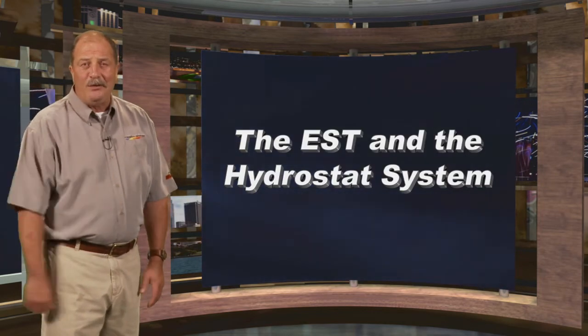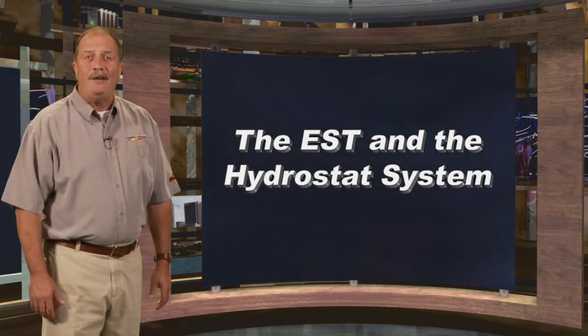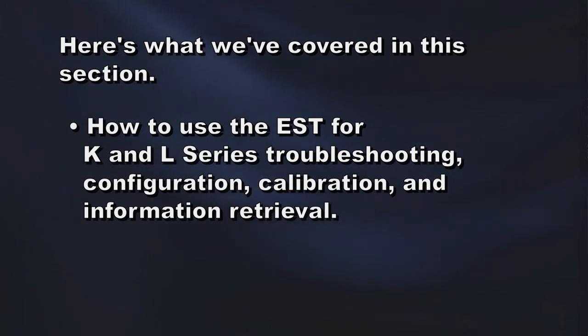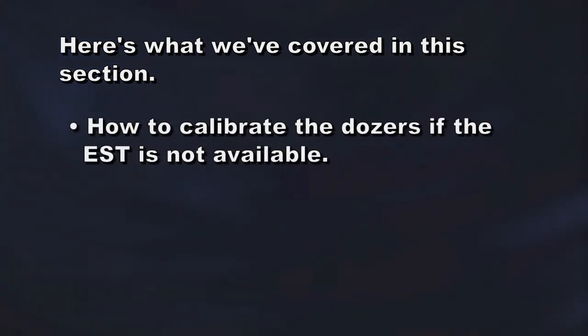You've completed Section 3, the EST and Hydrostat system. In this section, we covered how to use the EST for K and L series troubleshooting, configuration, calibration, and information retrieval, and how to calibrate the dozers if the EST is not available.